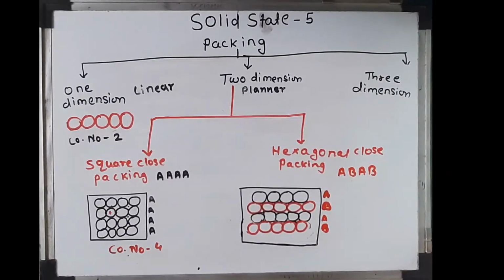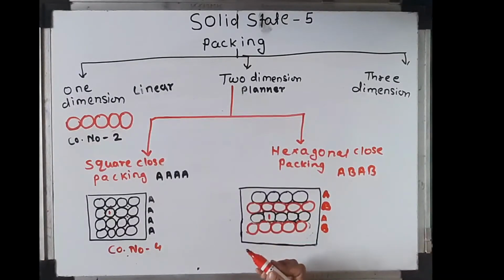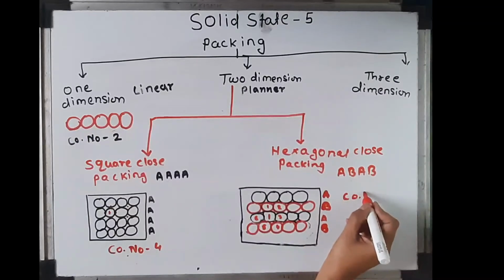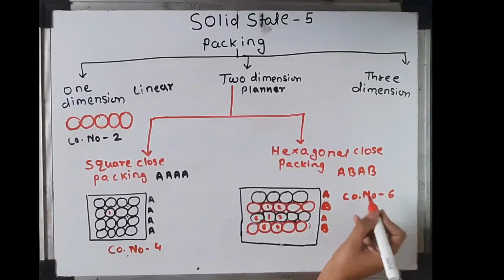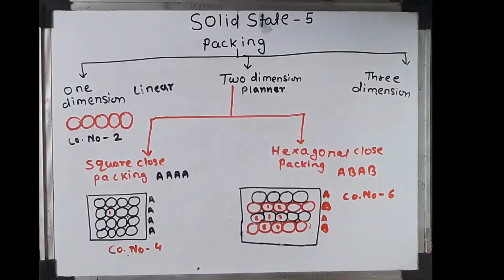In this arrangement, if we consider this sphere, each sphere is touching the nearest or neighboring 6 spheres: 1, 2, 3, 4, 5 and 6. One sphere is touching another 6 spheres, so its coordination number is 6. Hence, this type of two-dimensional close packing is also called hexagonal close packing in two dimensions.